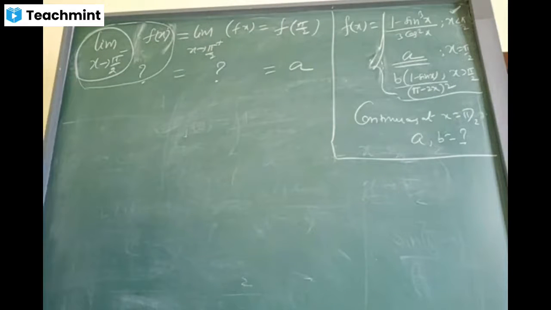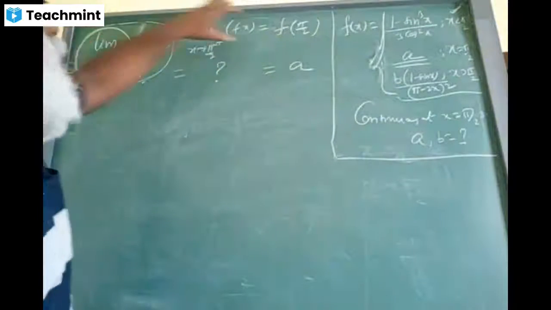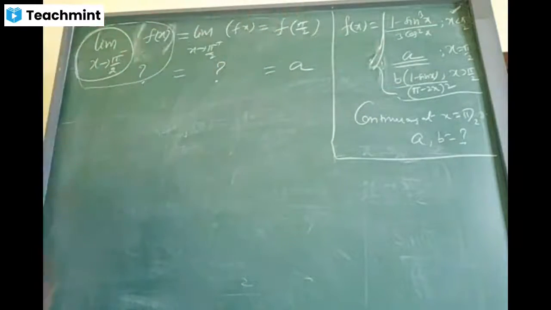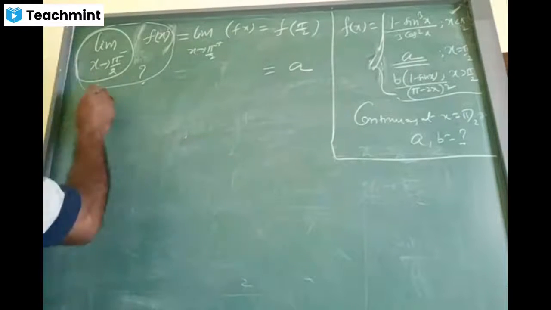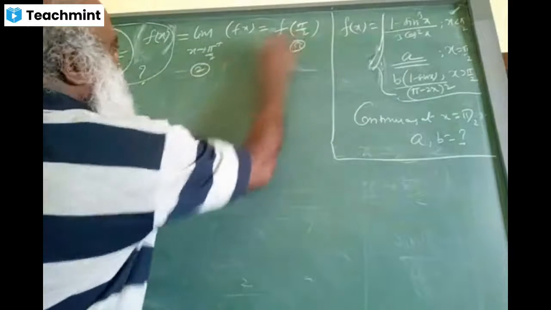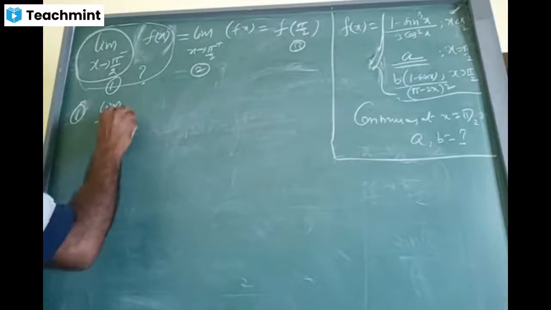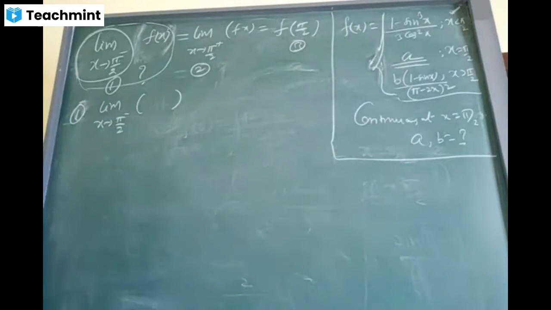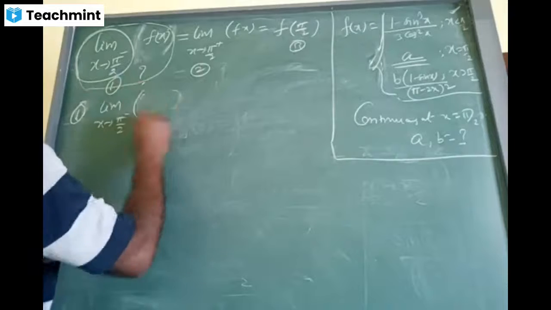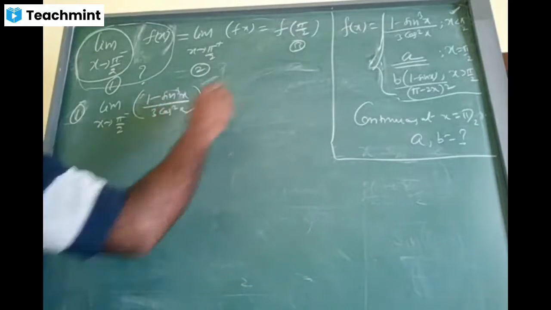So when x is less than pi by 2, do we have to attend to this or this or this? The first one, brilliant. First one means, see, this is the first one; the second and third we will attend to later. So let us take the first one: limit x tends to pi by 2 minus, and what is the function, Arpit, tell me? 1 minus sine cube x divided by 3 cos square x. Excellent, dear. Very nice. Thank you.